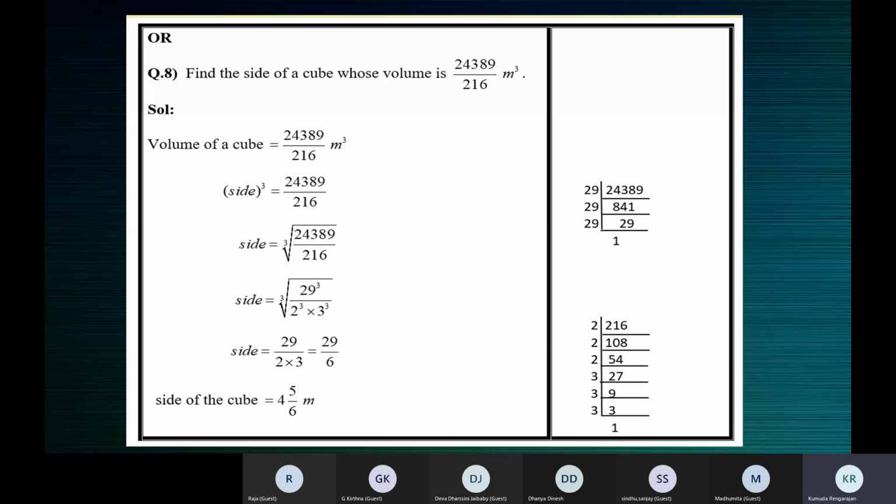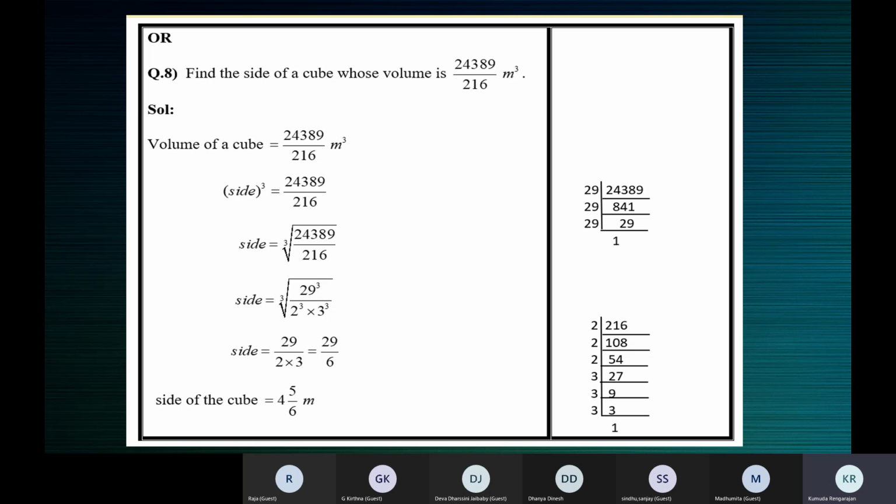What's the formula to find the area of a square? Side into side, ma'am. Side into side or side square. Volume of a cube is given by the formula side into side into side, A into A into A cubed or side cubed. Find the side of a cube.